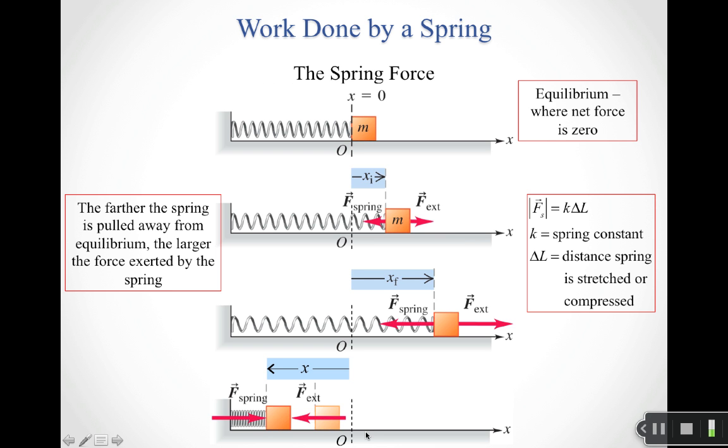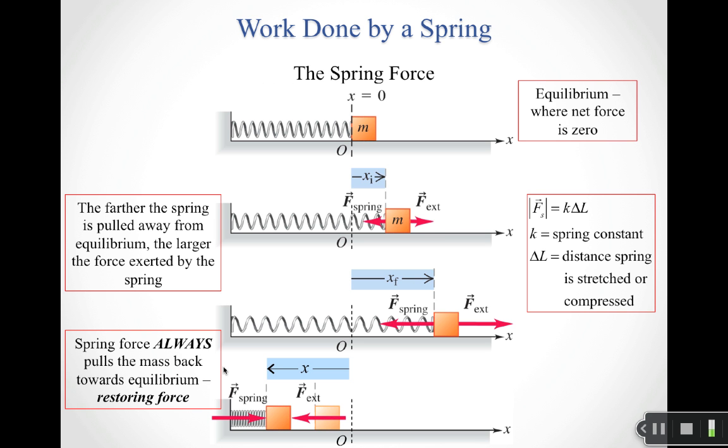Now what you do notice is that when I actually push the spring, so I exert a force that pushes this mass to the left and that compresses the spring, now the spring force, its direction turns around. So again, as I pulled the mass out to the right, the spring force pointed to the left. As I push the mass to the left, the spring force now points to the right. So again, what we can take away from this is that the spring force always points back towards equilibrium. This is what's known as a restoring force.